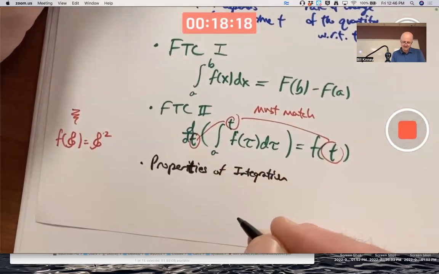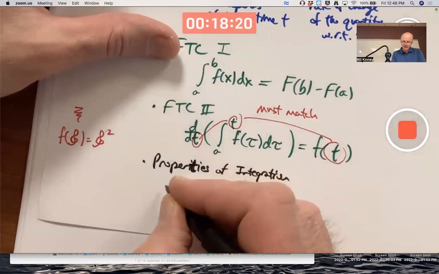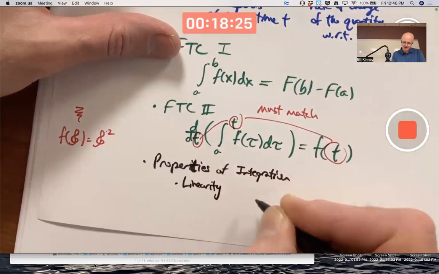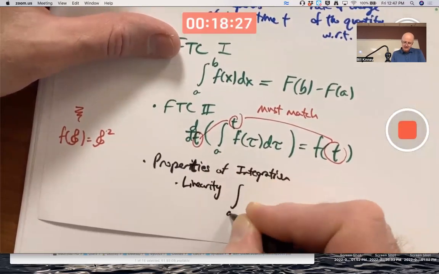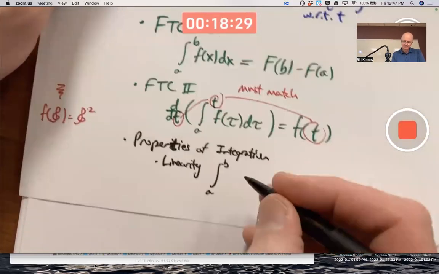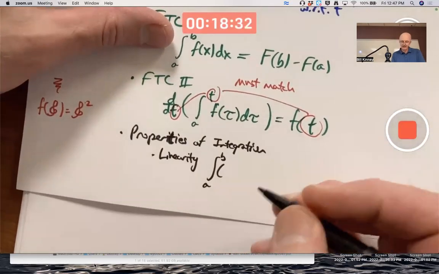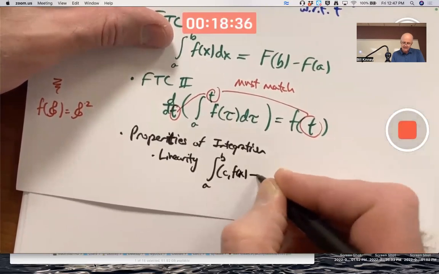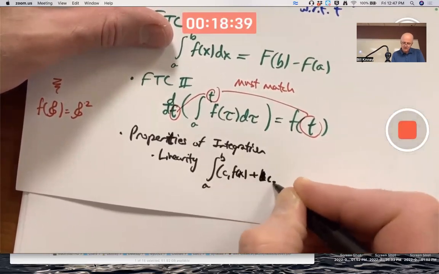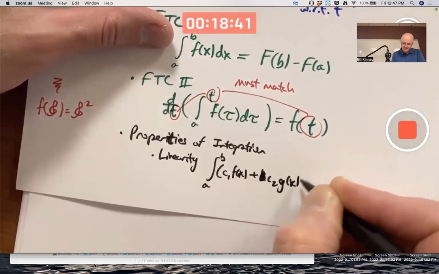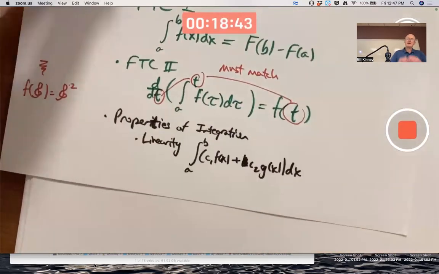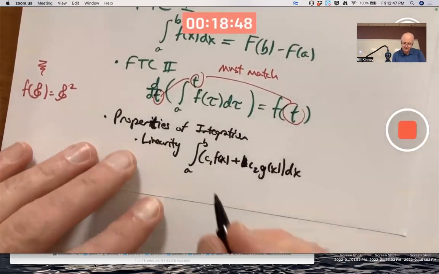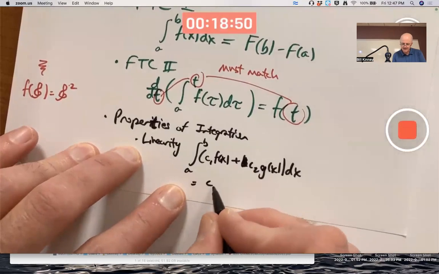Properties of integration, including, for example, linearity. This came up on the mini exam. If you integrate what's called a linear combination of functions, say some constant C1 times f of x, plus some other constant called C2 times g of x, you can break that integral apart into two integrals and you can factor the constants out in front. It's kind of like a distributive property, you might say.